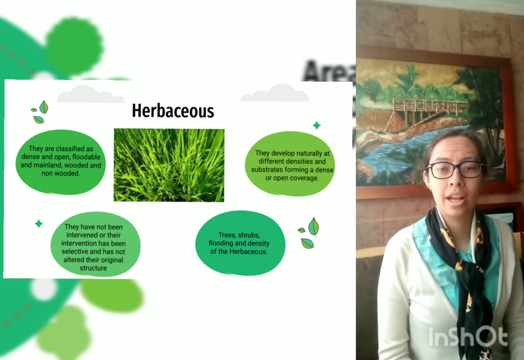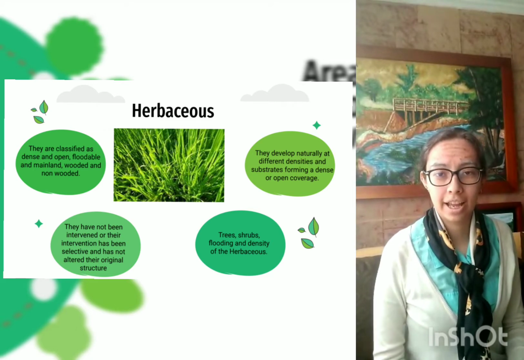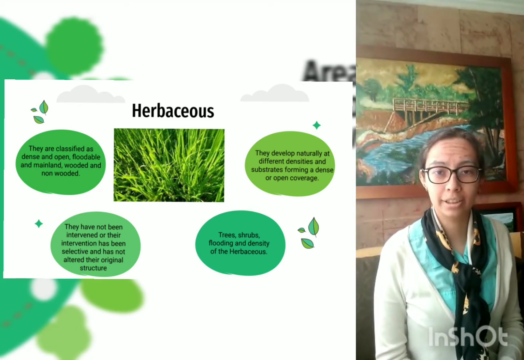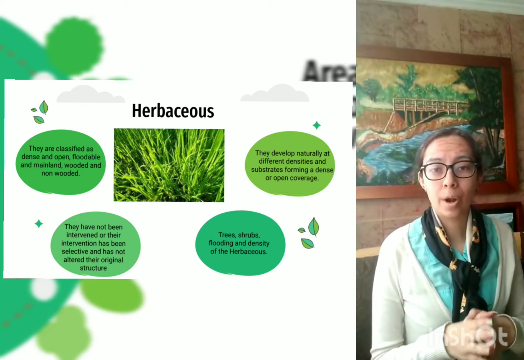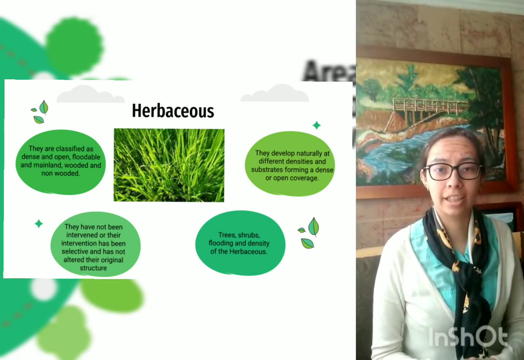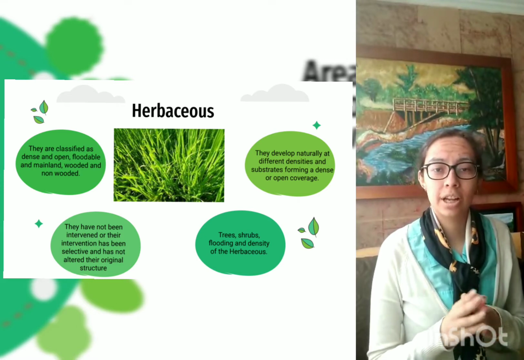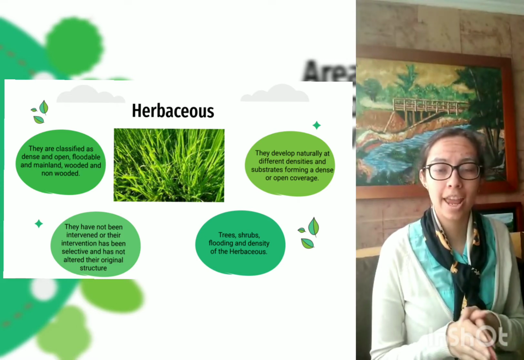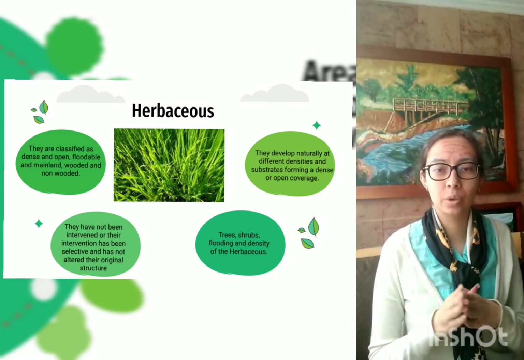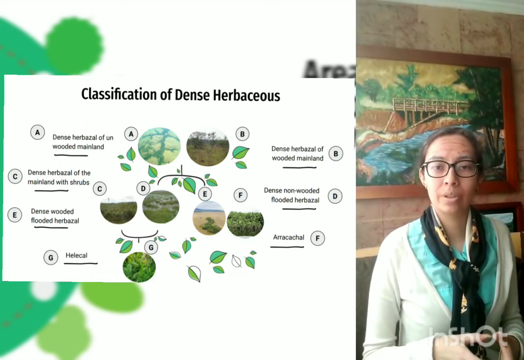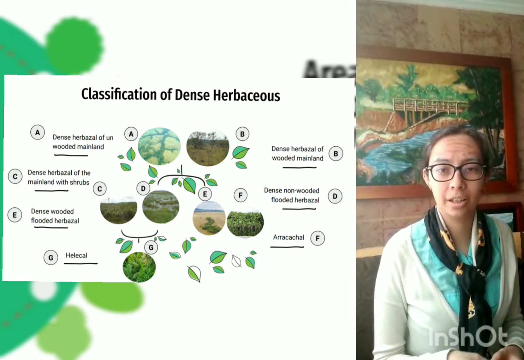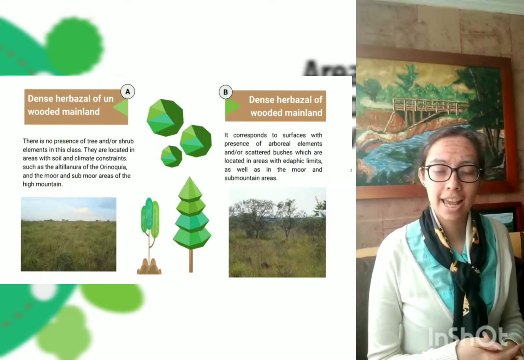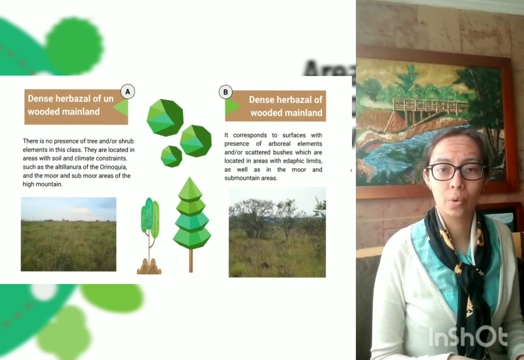Be with me. The herbaceous plants that develop naturally in different densities and substrates and form a cover are classified as dense and open, fluvial and continental, and wooded and no-wooded. Now we will see the herbaceous family tree, which we'll see in detail. The first is dense herbaceous of no-wooded mainland.